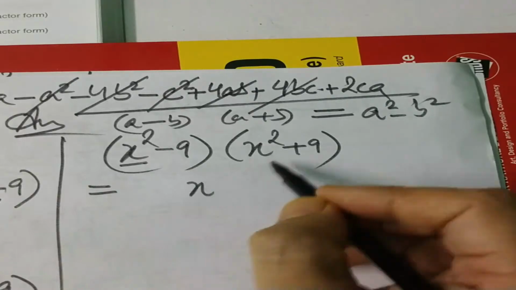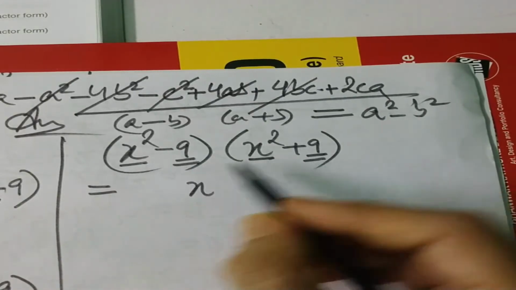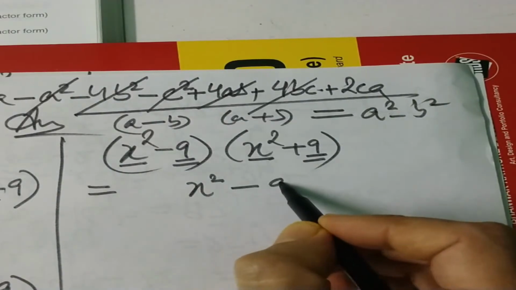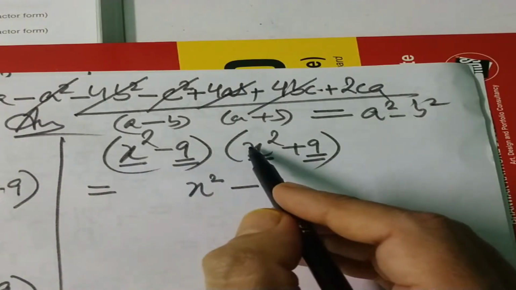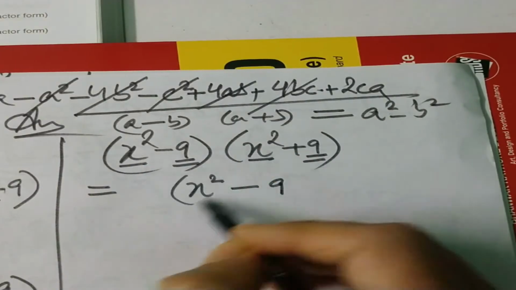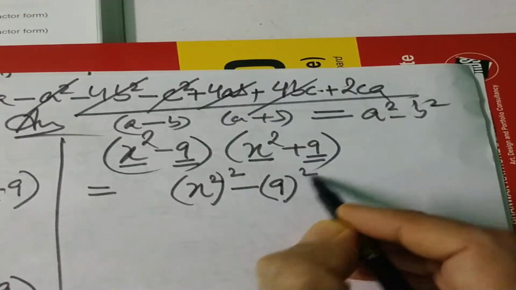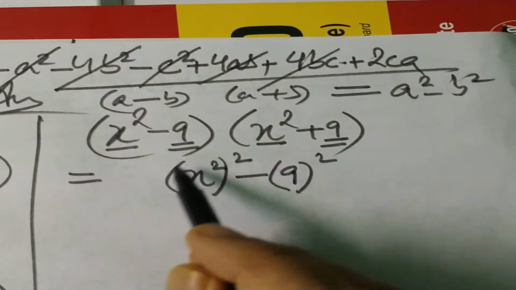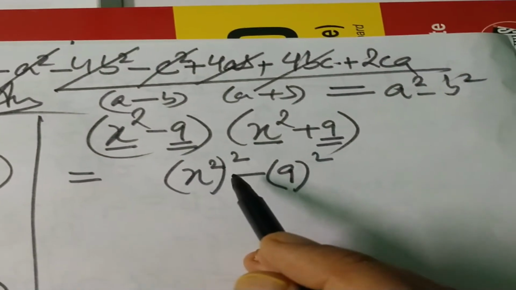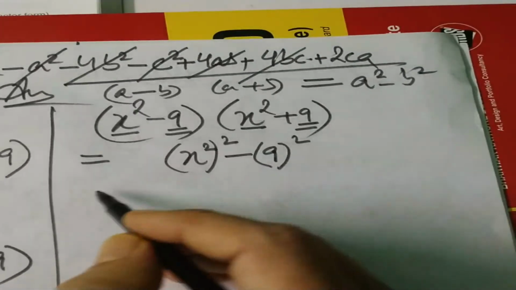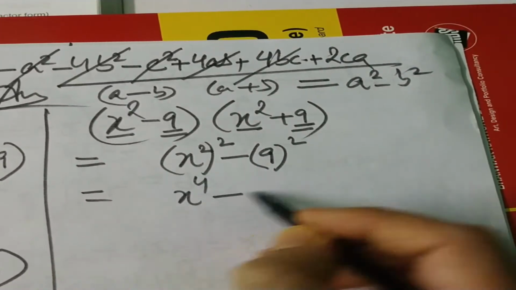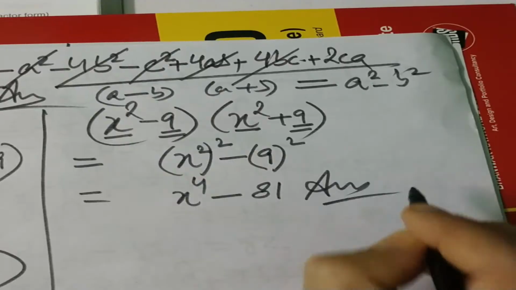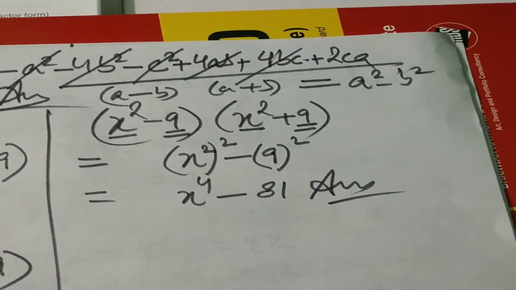So this is a and this is b. a is x square, so x square. b is 9, so it will be minus 9. But a is x square already, so it will become a square. So this is a square, b square. a is already x square, so don't get confused by the two 2's there. So a square minus b square. The answer will become x power 4 minus 81. The answer is this. I have multiplied by using the formula.